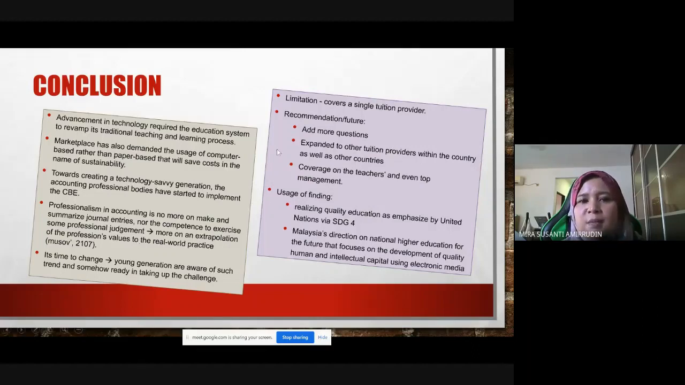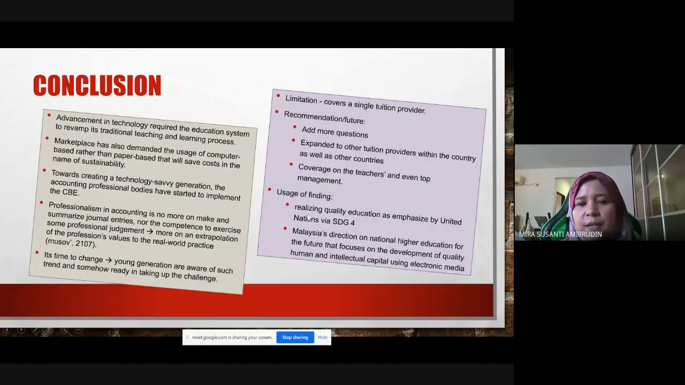Okay, some of the limitations in this study: of course, number one, we cover only a single tuition provider. So for the recommendation on future study, we hope that future studies will add more questions, expand to other tuition providers, and cover the teachers and even the top management.